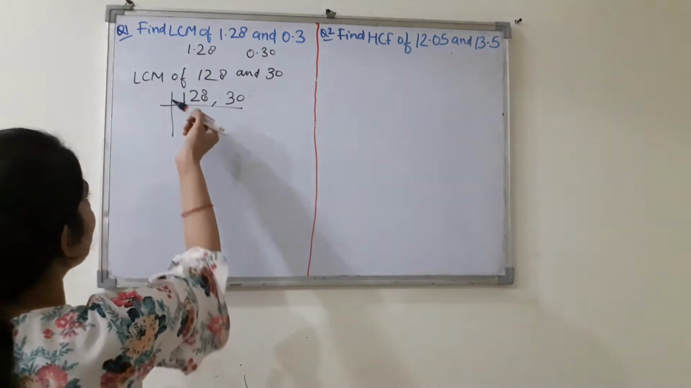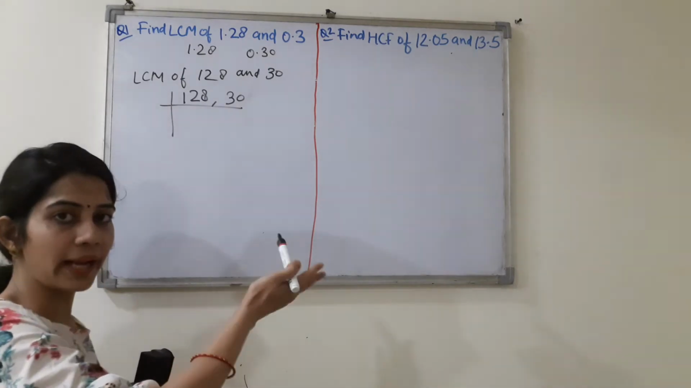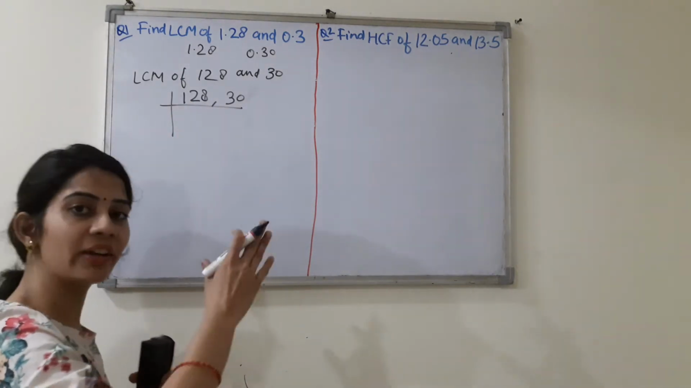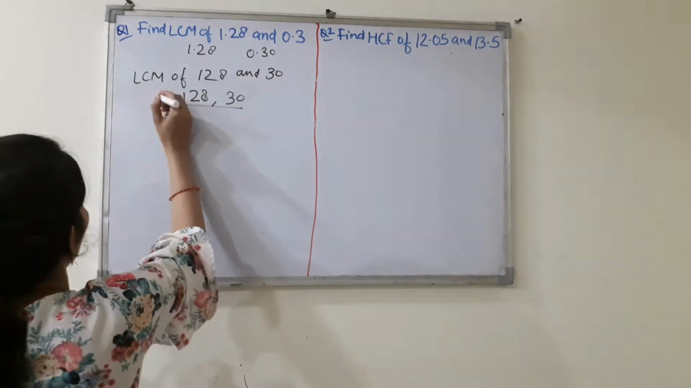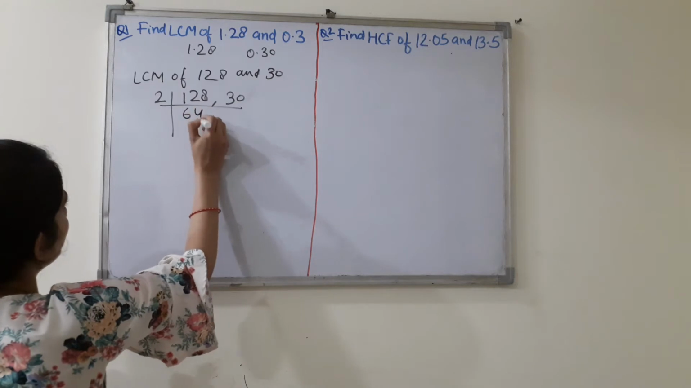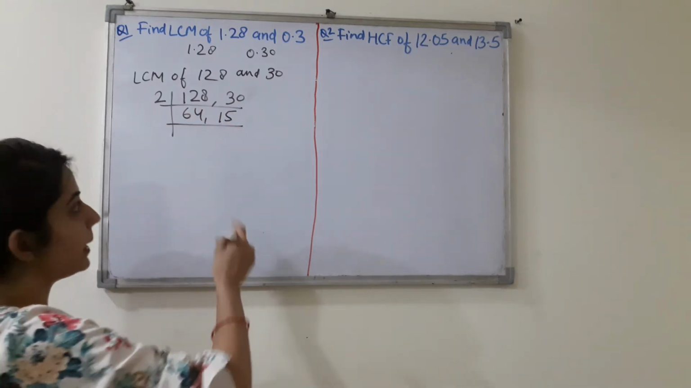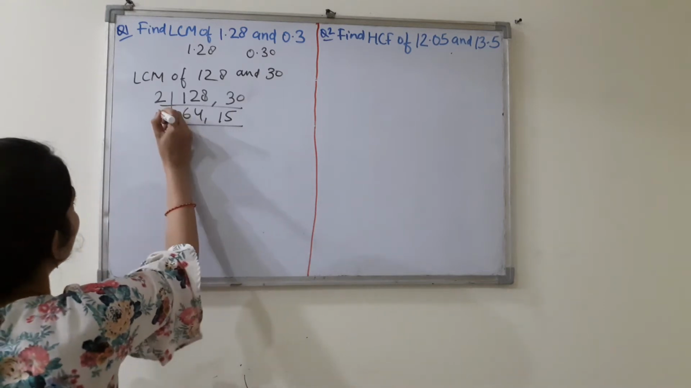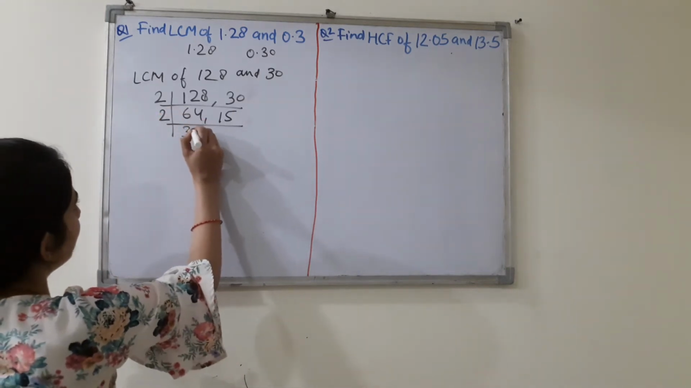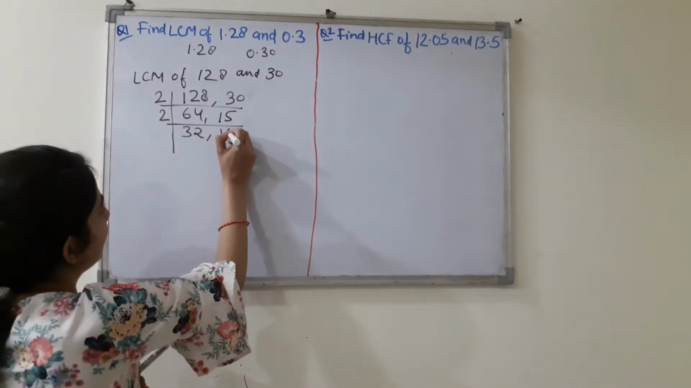Okay, so in the division method, we divide the numbers by the smallest prime number, right? If any of the numbers is not divisible, we write that number as it is. So we will divide by 2. So it is 2, 6, 12 and 2, 4, 8. It will be 15. Then again it is divisible by 2 because we have 64 here. So 64 divided by 2 is 32. 15 is not divisible by 2, so we will write it as it is.